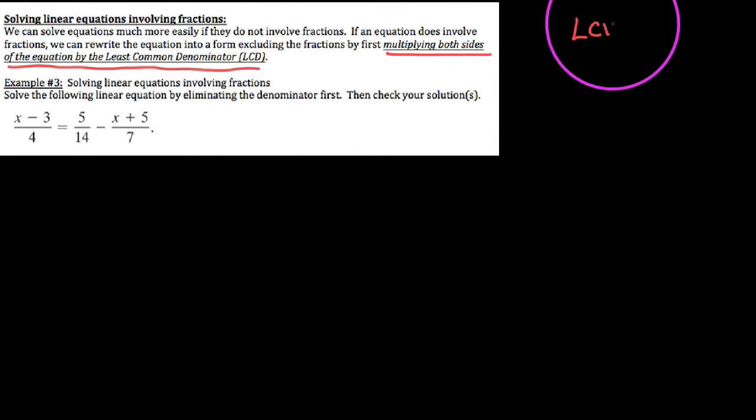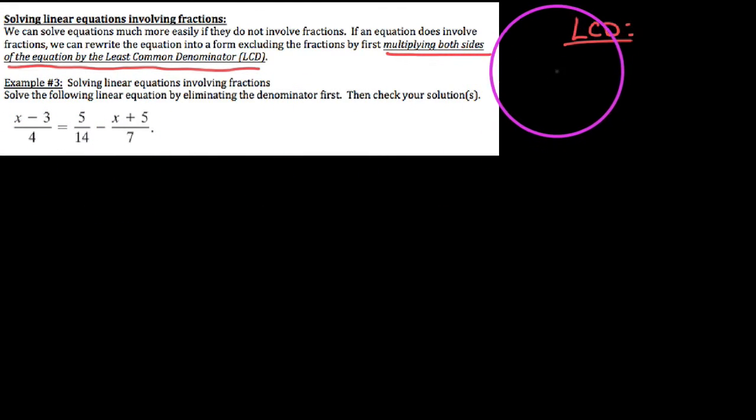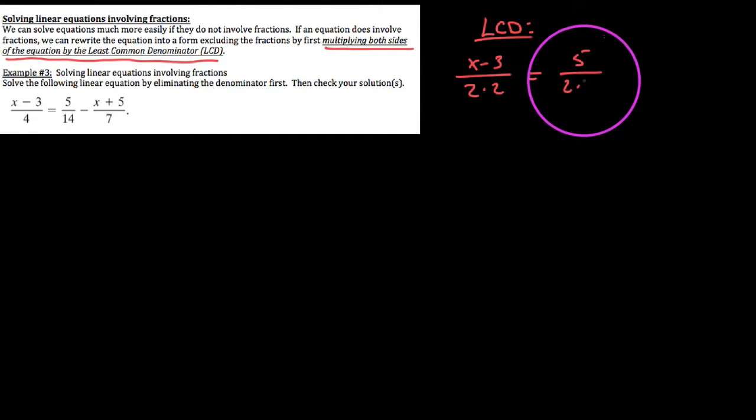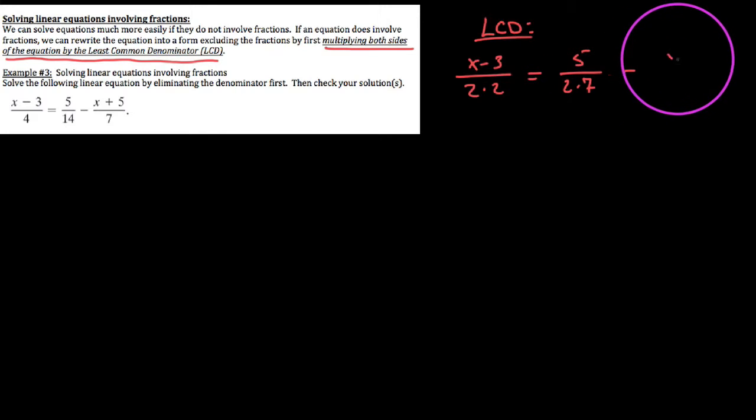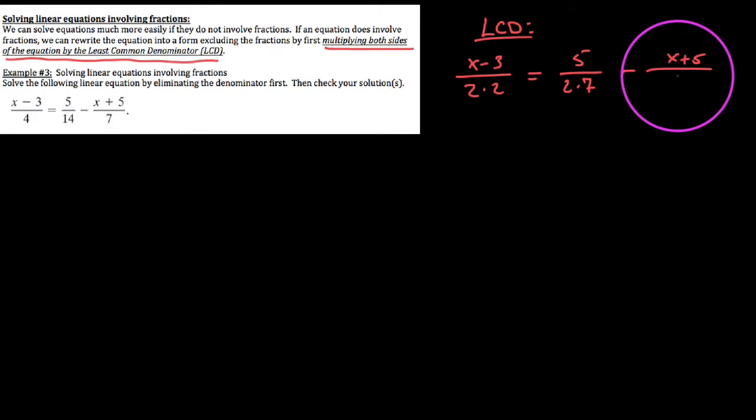And the thing is, to find the least common denominator, recall the easy way to do this is if I were to say factor all of the denominators here, I would have an expression that says (x minus 3) over 2 times 2. This is equal to 5 over 2 times 7. And we say minus (x plus 5), that is over just 7.